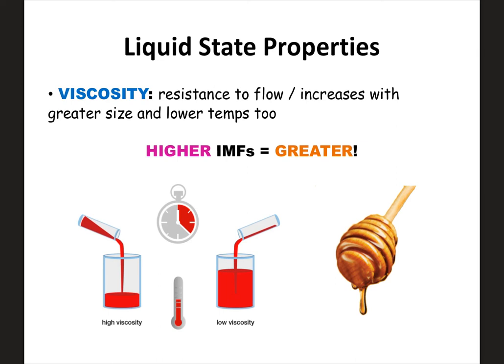Typically here, more IMFs, you're going to have a greater viscosity. Basically, if the IMFs are stronger, it's holding those molecules together more, so they're not going to want to flow as much. So a substance that has a low viscosity would be easier to pour out, more would kind of flow out, and a substance that has a higher viscosity, less would come out as you're pouring it. Think of something like honey. As you're trying to get it to come out, it's kind of resisting the flow, so it would be a high viscosity. All right, more IMFs, stronger IMFs, you're going to have a greater viscosity.